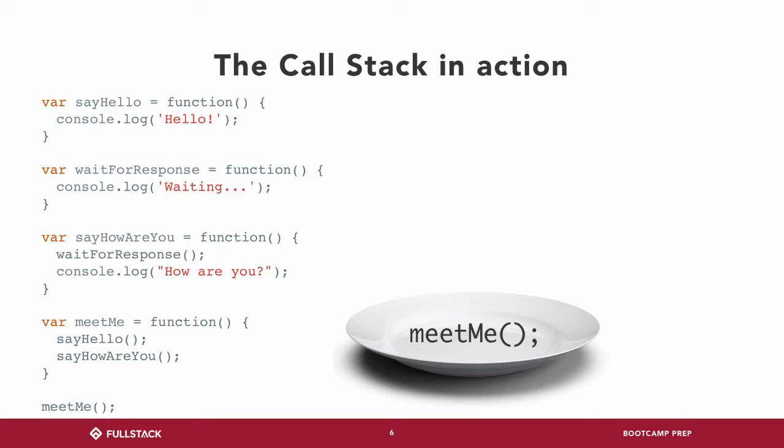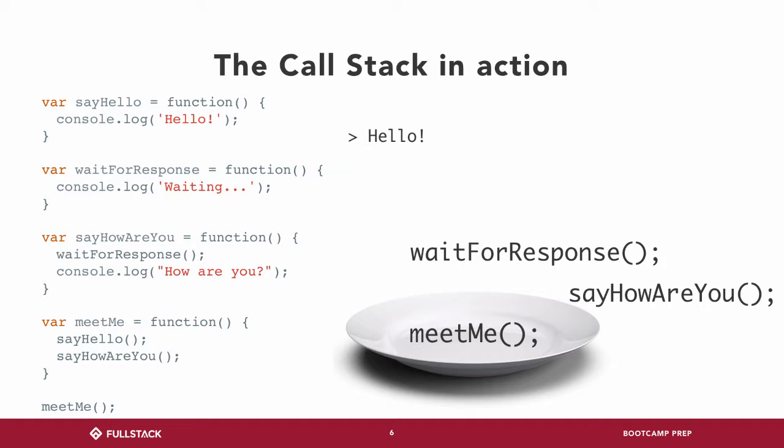So in this case, meet me goes to the bottom. So we have to finish the calls within meet me before meet me finishes. So then we have to add say hello to our call stack. That finishes, so say hello exits. Then say how are you has to wait for response. Wait for response logs out waiting. So wait for response is removed from the call stack.